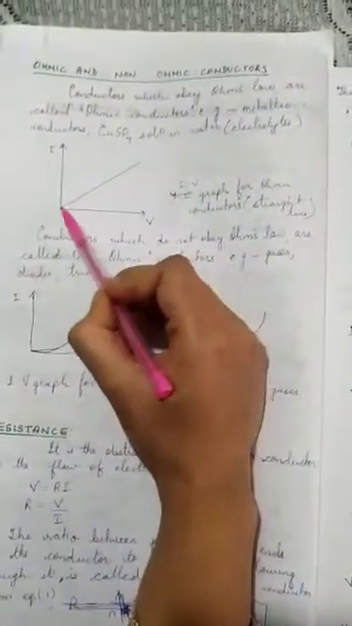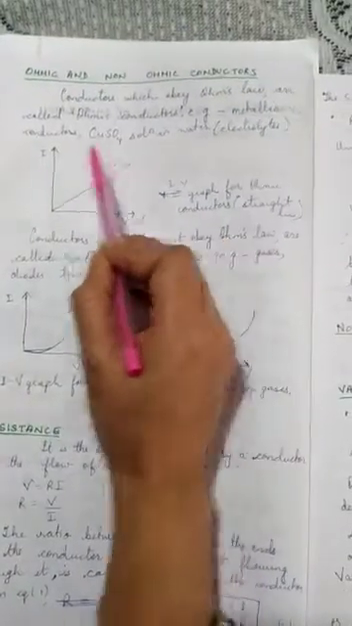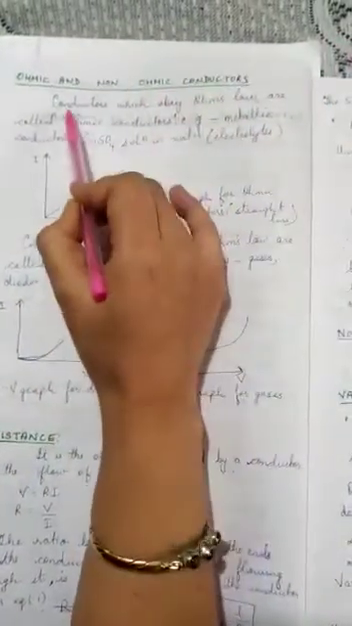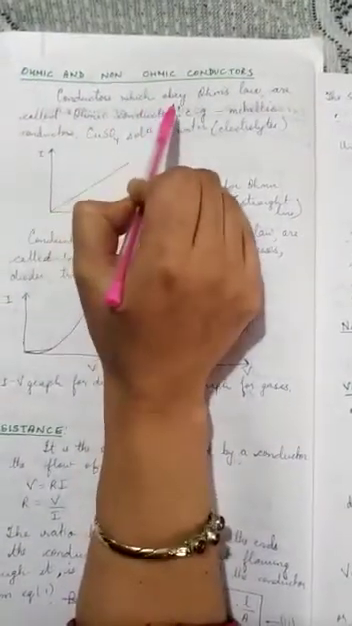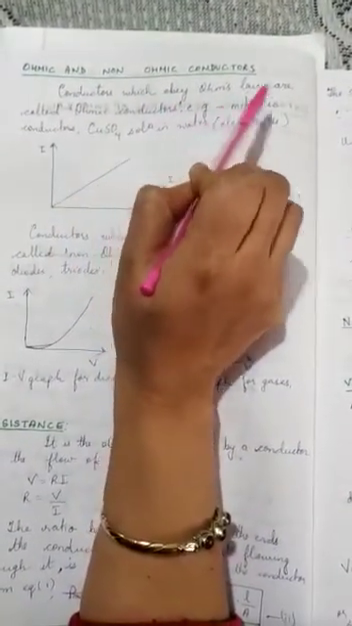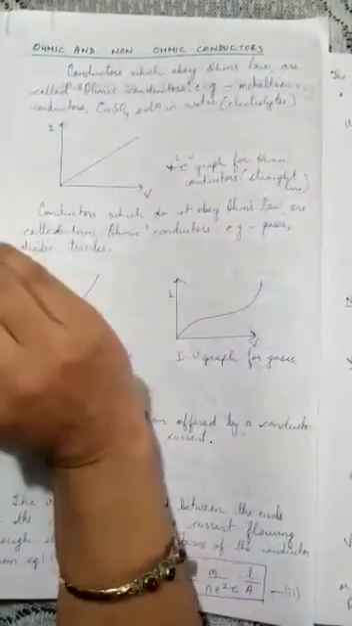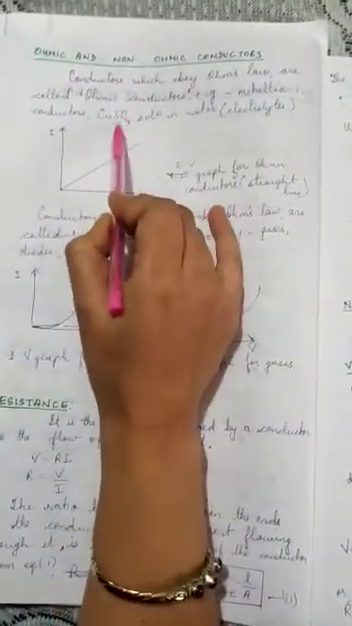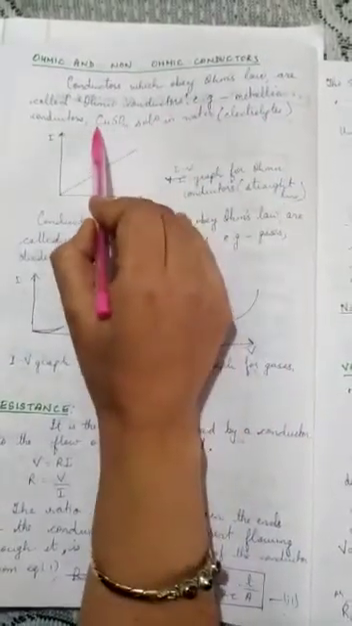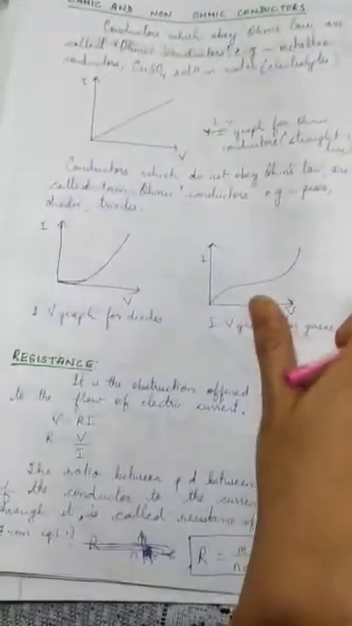Now the conductors for which you get a straight line graph between I and V are called ohmic conductors. Very simple. Ohmic conductors are the conductors which obey Ohm's law. For example, all metallic conductors that we use, then the solutions, electrolytes, that means the solutions in water, all these are ohmic conductors. For them, the graph will be a straight line.